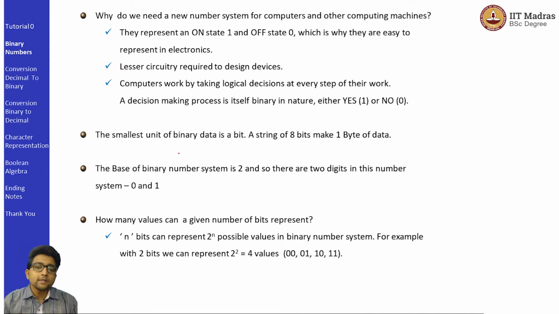Now the next thing is that the smallest unit of binary data is a bit. Suppose you write 1, we know that 1 is a binary digit, or 0 is a binary digit. So it is 1 bit. Like in decimal numbers we say digit, so 0 to 9 are single digits. Likewise, 1 and 0 are 1 bit of binary information. Bit and digit are kind of analogous, you can say.